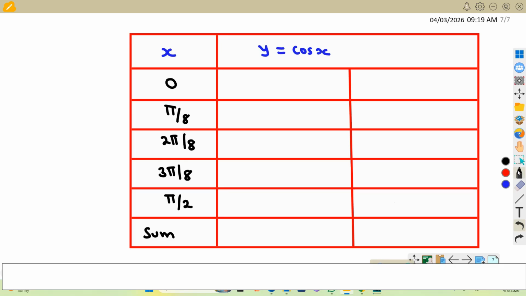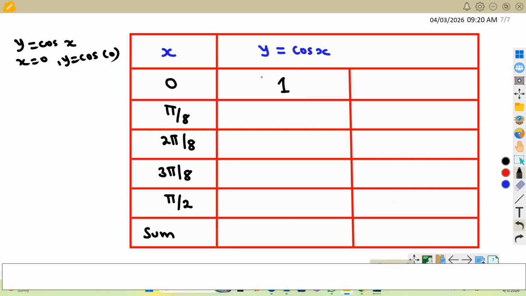The first value we shall obtain is for x equal to 0. We are substituting in cos of x, and the calculator should be in radians since we are using pi here. So y equals cos of x. When x is 0, y will be cos of 0. What is cos of 0? Cos of 0 is 1, so put 1 here.